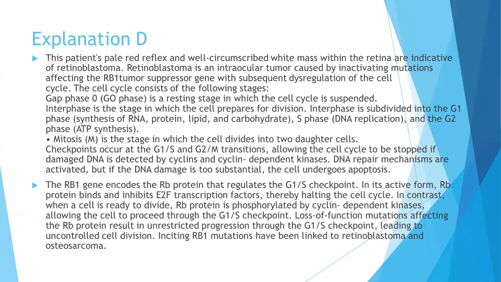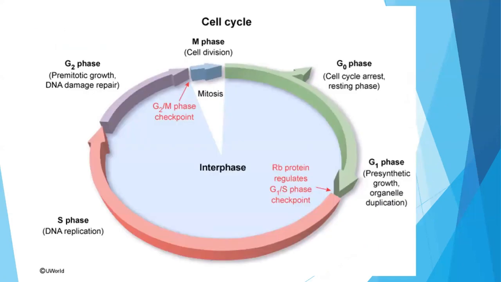Retinoblastoma is an intraocular tumor caused by inactivating mutations affecting the RB1 tumor suppressor gene with subsequent dysregulation of the cell cycle. Now, the cell cycle consists of phases like the G0 phase, G1 phase, S phase, and the G2 phase. This is the typical picture of the cell cycle. In the G0 phase, there is cell cycle arrest, which means that the cells are in the resting phase and they can be activated.